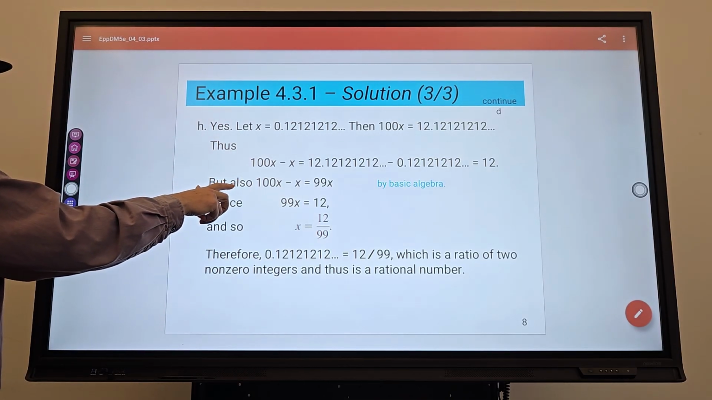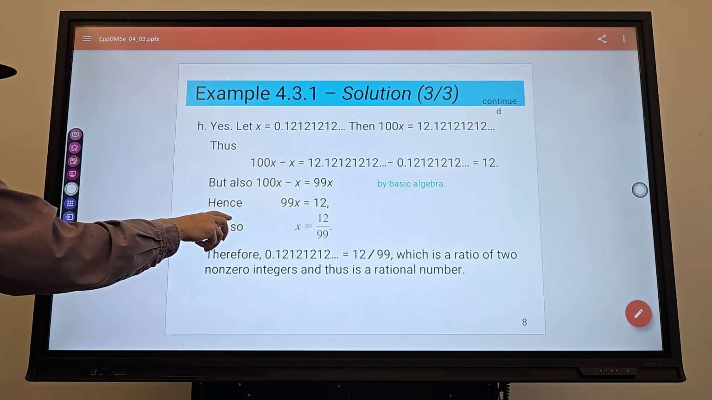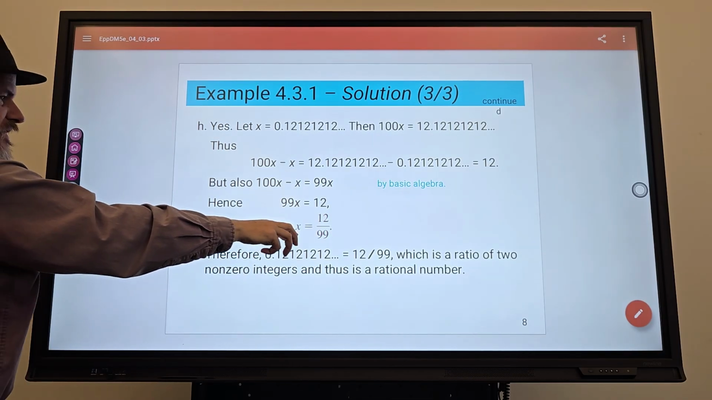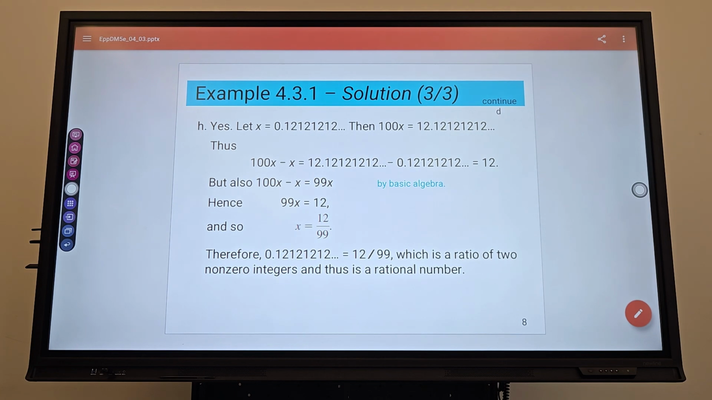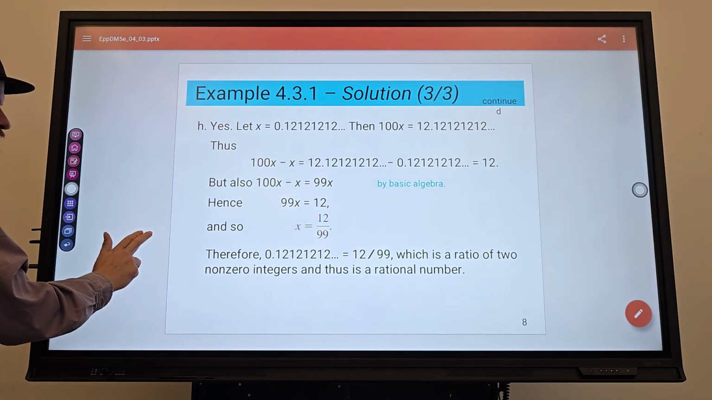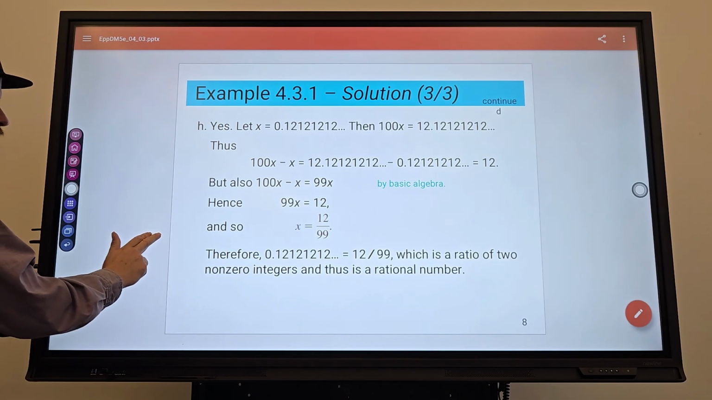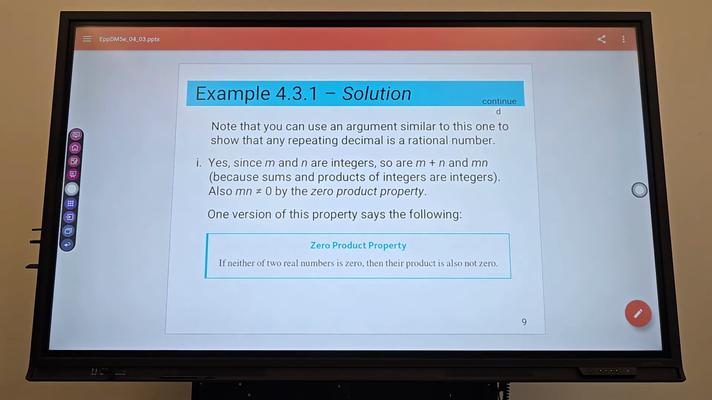The way of looking at this is x equals 12 over 99, so 1, 2, 1, 2, 1, 2 on to infinity is in fact a rational number. And since m and n are integers, m times n is not equal to 0 by the zero product property, which states if neither of two real numbers is 0, then their product is also not 0.